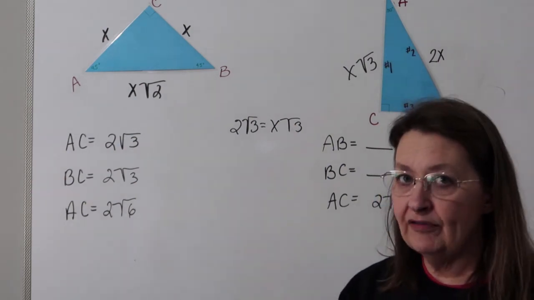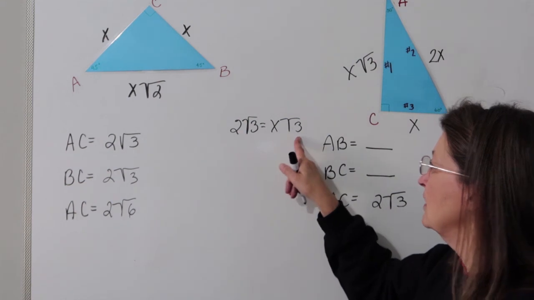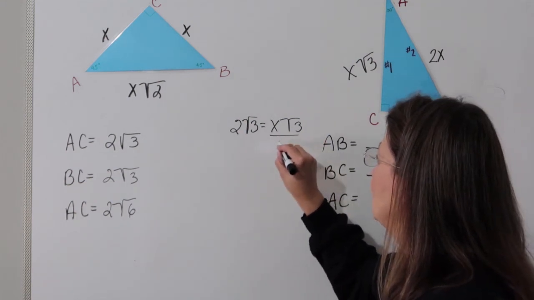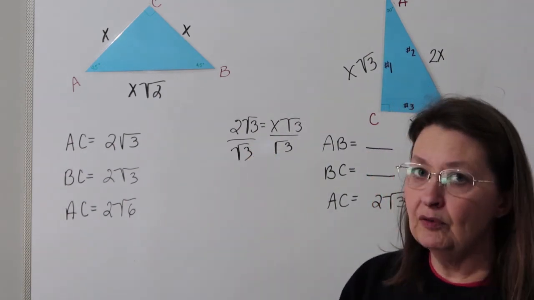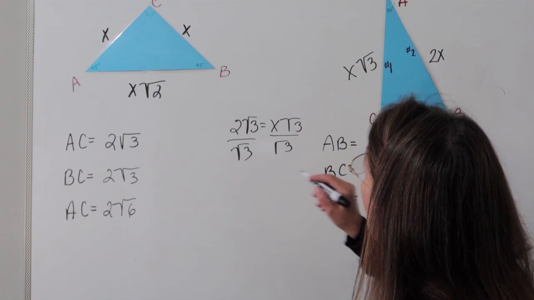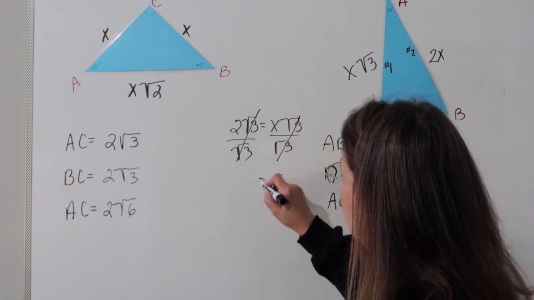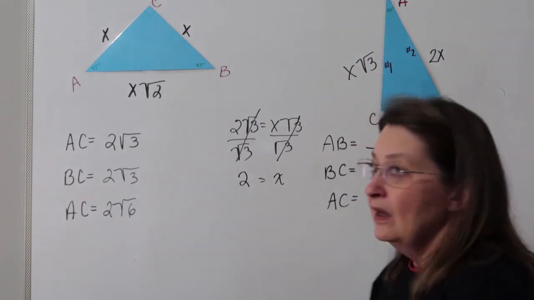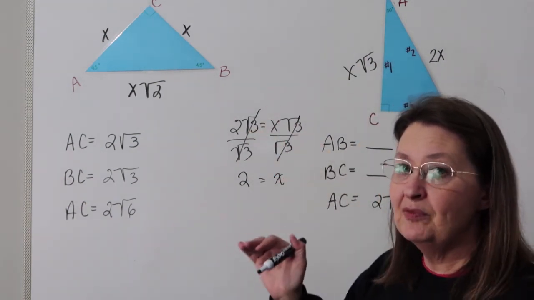Now I'm going to solve it, and that means I'm going to get x all by itself. What's attached to the x? Square root of 3. So I'm going to divide both sides by square root of 3, and yes, I know you could probably just look at this and tell what x is, so you do you. These two cancel out, so I have x equals 2. Now that's just x. That's not necessarily a length of the side, but that's my x.